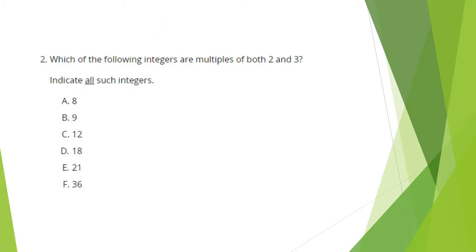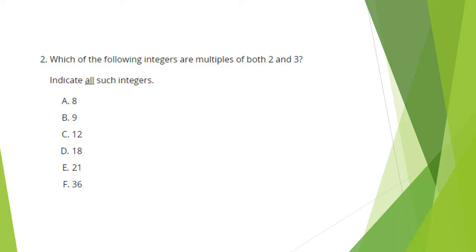Let's try a sample question. Follow along as I read the question. Question number 2. Which of the following integers are multiples of both 2 and 3? Indicate all such integers. A, 8, B, 9, C, 12, D, 18, E, 21, and F, 36.